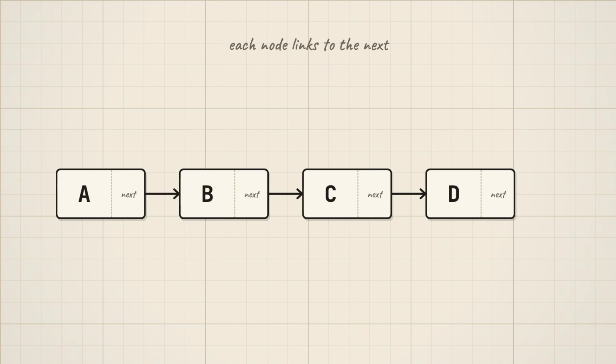We hang on to just one of them, the first, with a marker called the head, so we always know where the chain starts. And the last node, its link points to nothing at all. That empty coupling is how we know the line ends, and we call that nothing null.